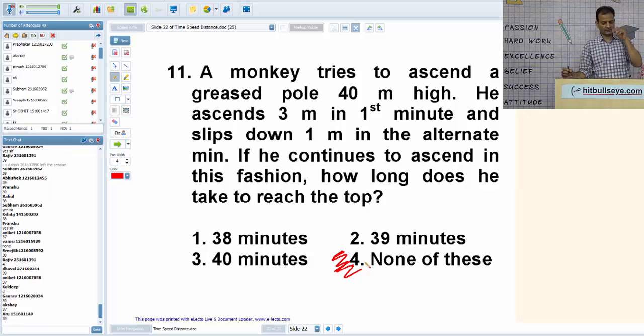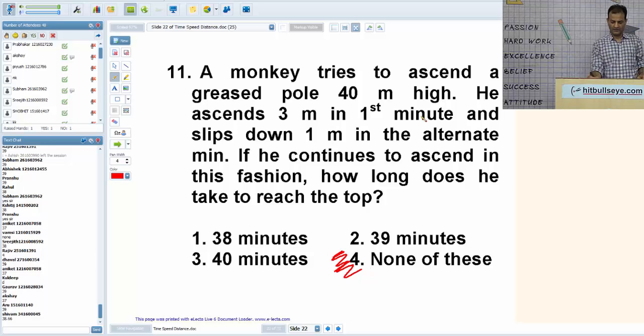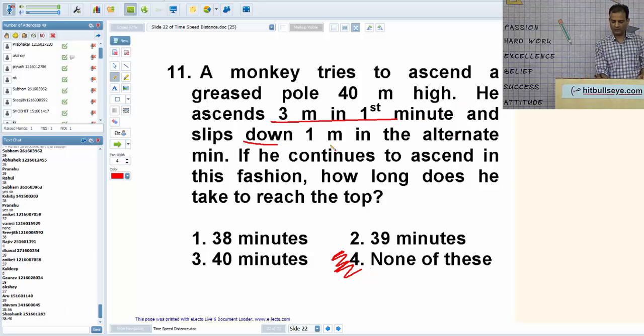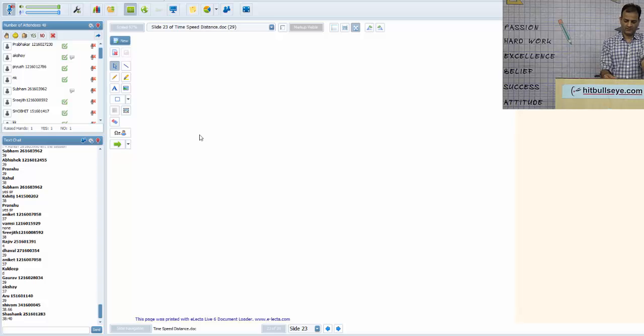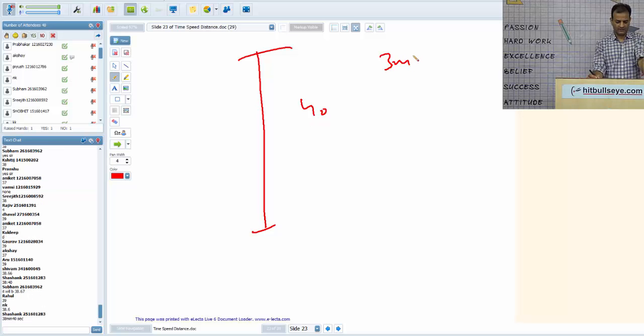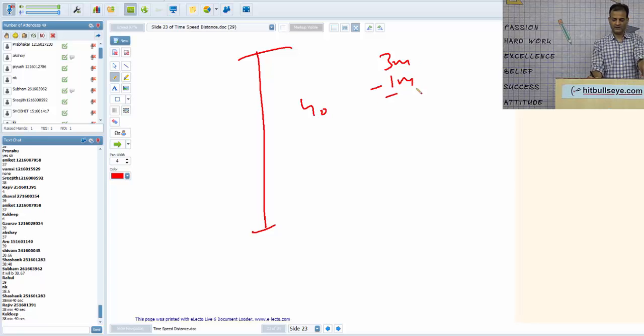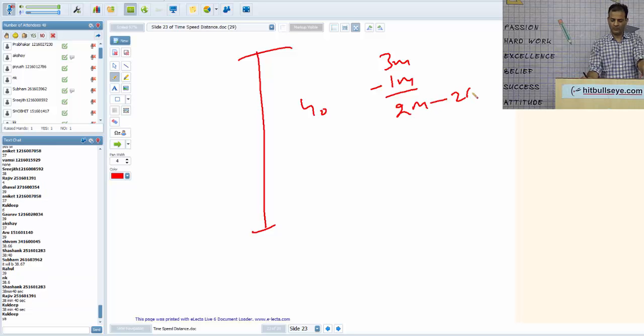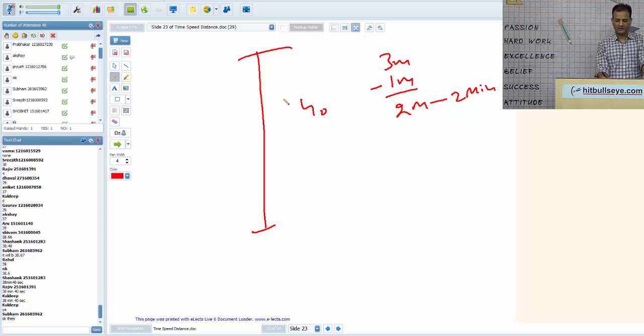Now see, friends, answer is none of these. Now question is, he climbed 3 meter in first minute and slipped down 1 meter in alternate minute. Now just see, this pole is 40 meter high. In first minute monkey jumps 3 meter. In 38 minutes 40 seconds. So none of these should be the answer, because when none of these is given, then it should be none of these. 3 meter in first minute, 1 meter slip in second. That means 2 meter in 2 minutes. So we have to see in 36 minutes monkey will be at 36 meter.